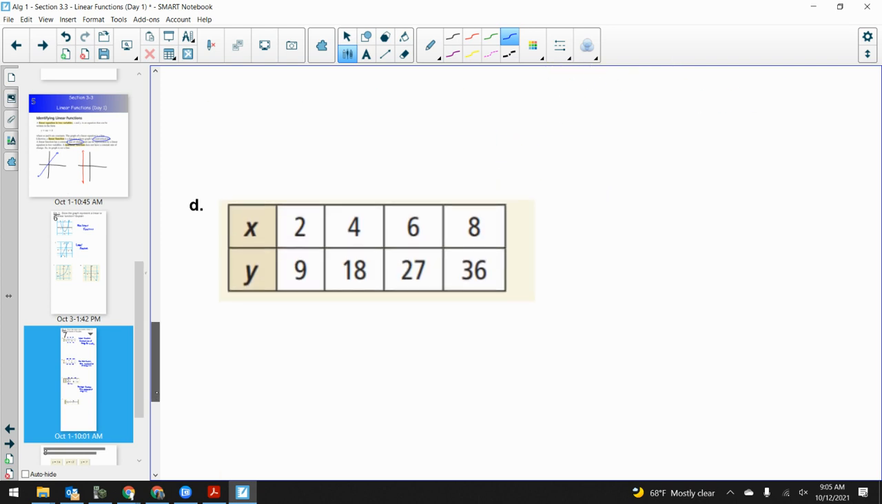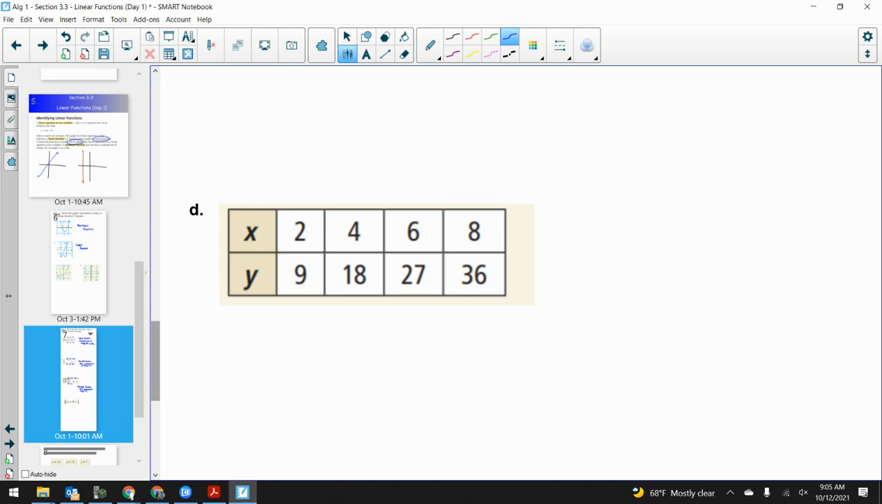So let's take a look at our last one here. First off, is it a constant rate of change in x? Yeah, it's going up by 2's again. Is it a constant rate of change in y? Yes. I'm going up by 9, by 9, by 9. Good. So this is a linear function. And how do we know that? Because it's a constant rate of change.